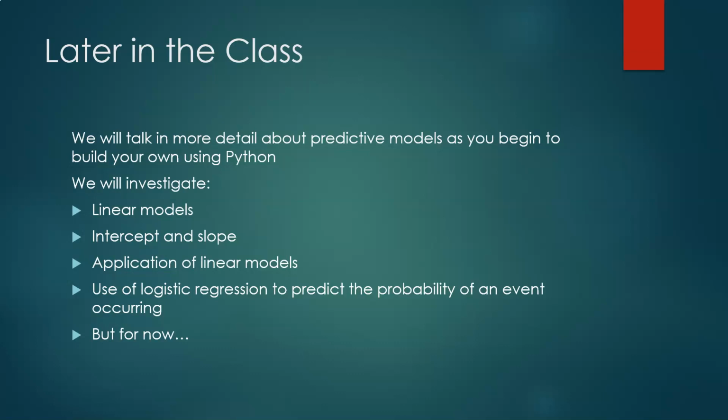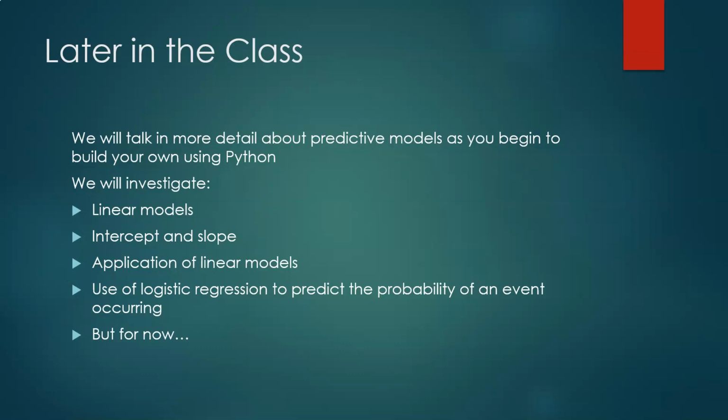Later in the class, we'll talk in more detail about predictive models as you begin to build your own using Python. We'll look at a couple different types of models. We'll look at linear models, and when we do, we'll start looking at things called the intercept and the slope, and that'll become more clear as we work through the first build of linear models. We'll also show some applications of linear models, and we'll use logistic regression to predict the probability of an event occurring. So that's a little bit different.